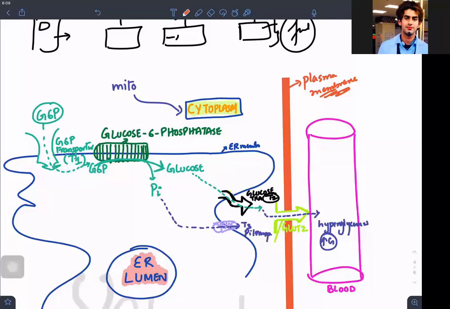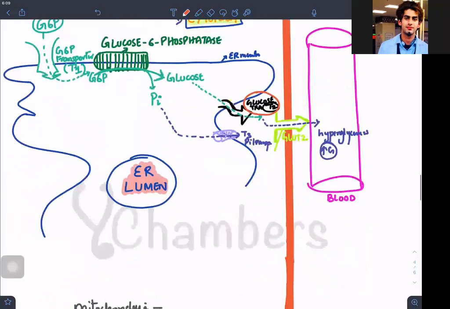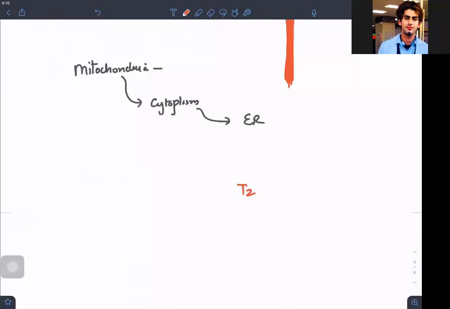A concept arises from this. It means that the T2 and T3 transporters should get activated in the fed state or fasting state? T2 and T3, when should they be activated? Can I say T2 and T3 are stimulated by the fasting state? Yes, exactly. That is what I had taught in the concept.